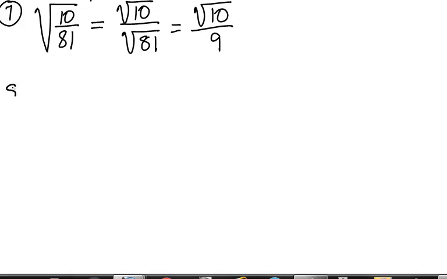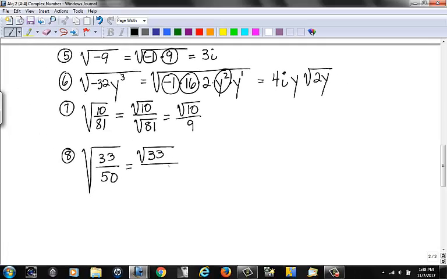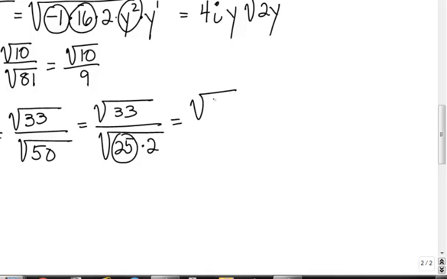Okay. Another example. Say I have the square root of 33 over 50. We can split that up into the square root of 33 over the square root of 50. 33 is 3 times 11, that's as far as you can go. The largest perfect square inside 50 is 25 times 2. Out of that, I can take out a 5. So I'd have 5 radical 2.